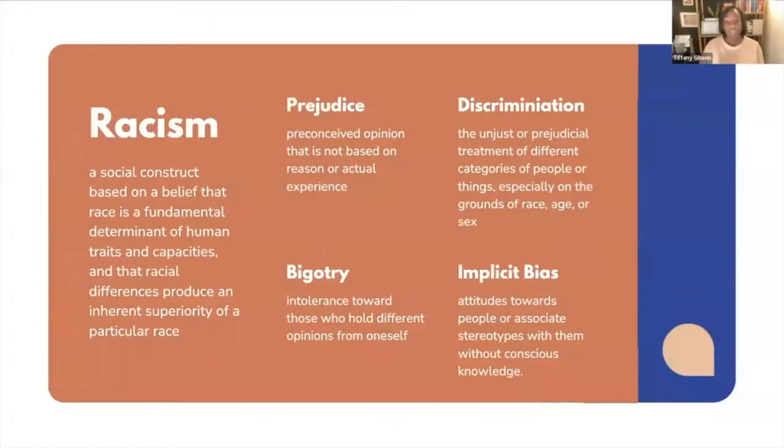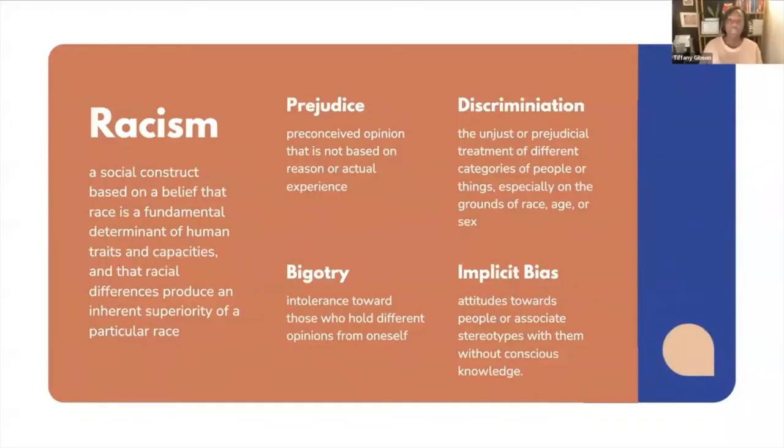So going back into the terms, we have racism. Racism is a social construct that's based on a belief that race is a fundamental determinant of human traits and capabilities, and that due to these traits and capabilities, there are huge differences that makes one race superior than another. And in America, that superior race is the white race.